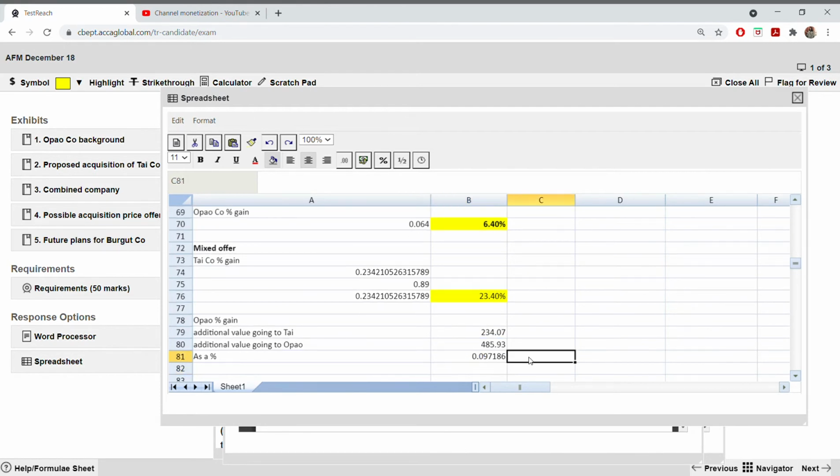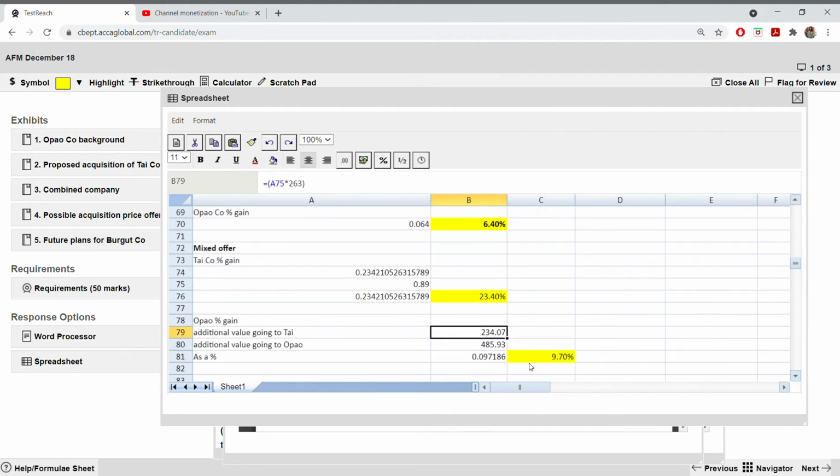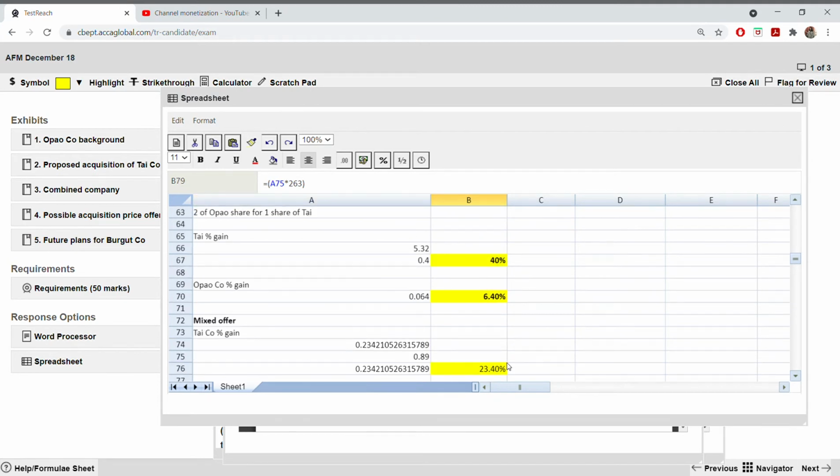So as a percentage, if you want to take it, it will be 9.7%. Another thing you have to bear in mind is how many places you are rounding your number to. Let's say you are rounding it to one decimal place, then all your answers have to be in one decimal place. If it's two decimal places, all your answers have to be two decimal places.